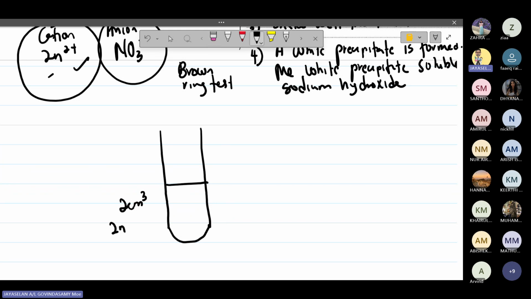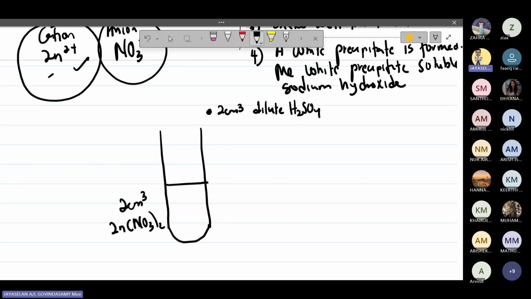Okay, 2 cm power 3 of zinc nitrate solution into a test tube. You kena tuangkan 3 larutan sahaja. 3 larutan, kena hafal. Number 1, add 2 cm power 3. Okay, ingat 2 cm power 3 of iron 2 sulfate solution ataupun you add 2 cm power 3 of concentrated, or no need concentrated, sorry, add 2 cm power 3 of dilute sulfuric acid.